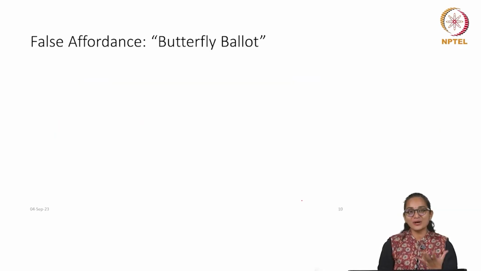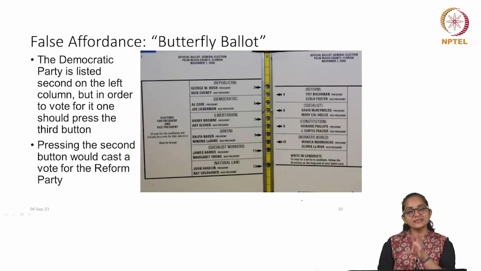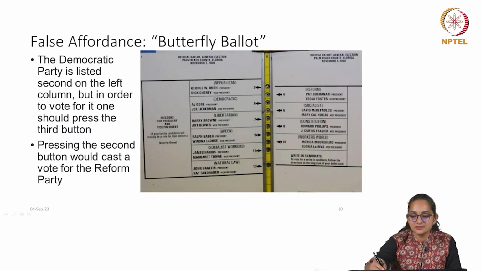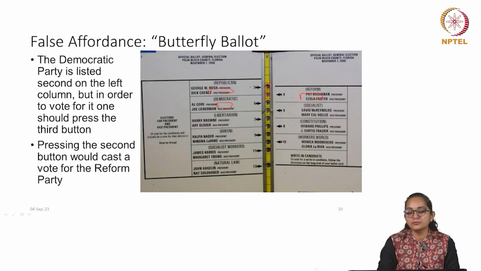Then let us go on to understand an example of false affordance. So, if you just look at this image, there are these buttons, or these are LED lights, and then there are buttons which need to be pressed. These are buttons, for example, and then they have placed it, 3 is here, 4 is here, 5 is here, 6 is here, right.